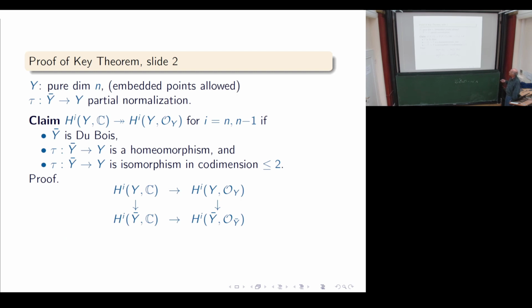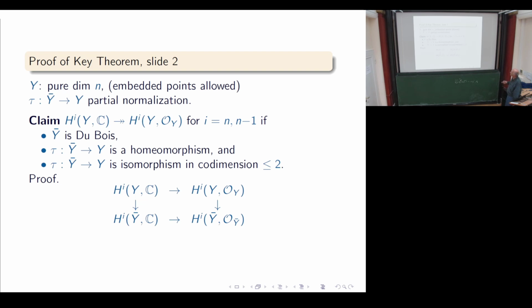Okay, so then here comes the thing. I have something Y of few dimension, and here I take a partial normalization. So I assume it's an isomorphism in codimension at most 2, and so it's only on a codimension 3 set that something changes. I assume that this is a homeomorphism. Think of it, for curves, if I have a cusp and I normalize it, it's a homeomorphism. And if there are some embedded points here and I just remove them, then that's again a homeomorphism. Okay? And I have this assumption, which comes from the previous thing: Y bar is Dubois. Well, then exactly this thing I need for n and n minus 1 holds.